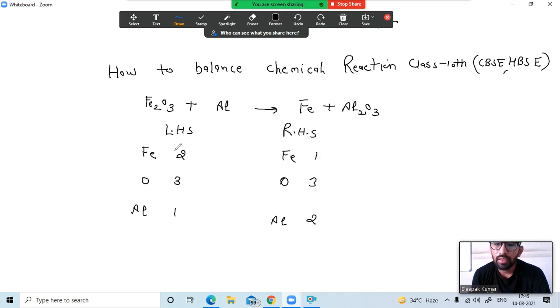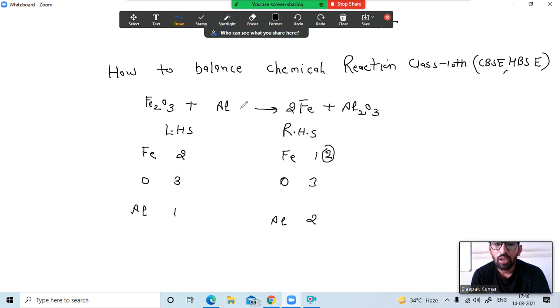Now first of all check the iron. On the left hand side there are 2 iron, but on the right hand side only 1 iron. Then what is the procedure? You multiply with 2. When you multiply by 2, your iron is balanced. Now after that check the oxygen. On the left hand side there are 3 oxygen, and on the right hand side 3 oxygen, so your oxygen is also balanced. After that check the aluminium.